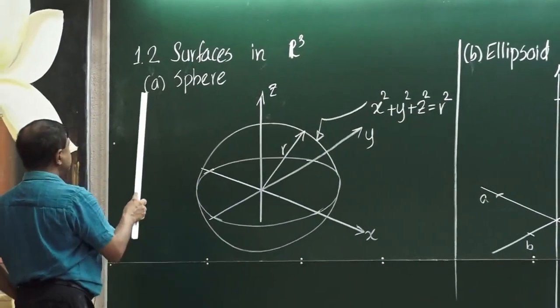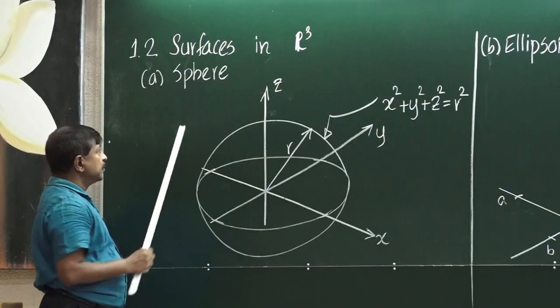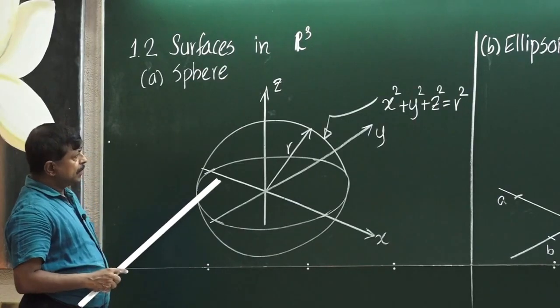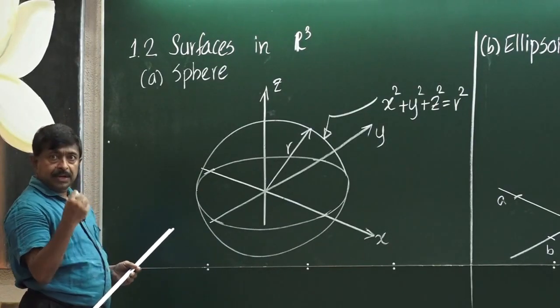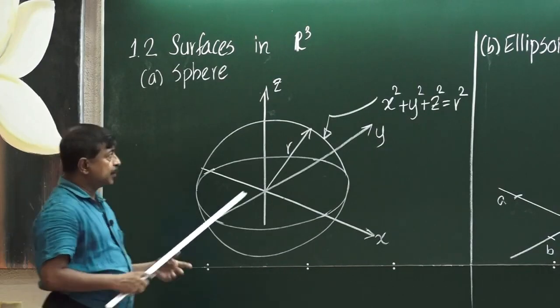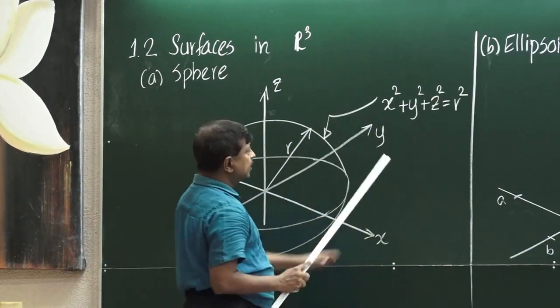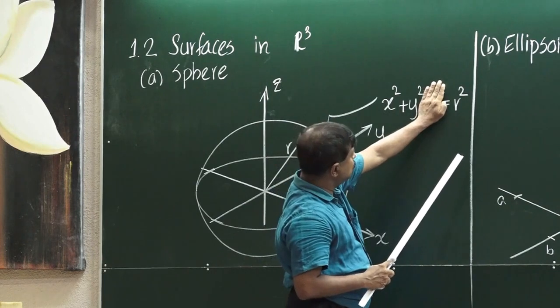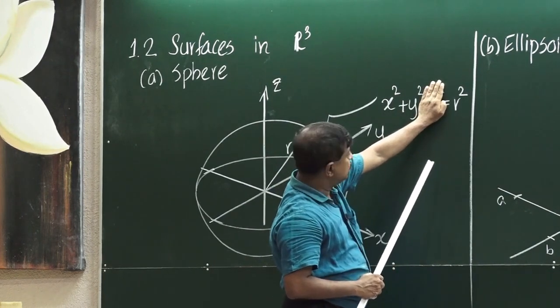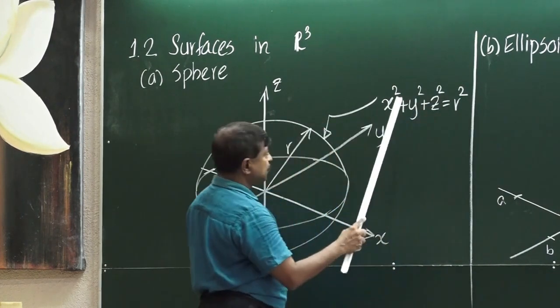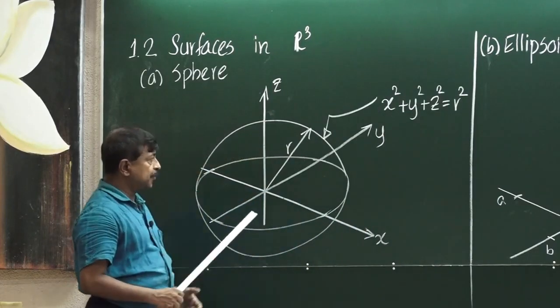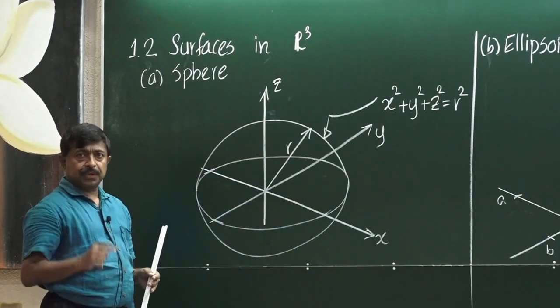So, first in part A, let us consider the sphere. Here, let us consider the sphere of radius r centered at the origin. We saw it is like the circle in R2, but you have an additional variable. So, x squared plus y squared plus z squared is equal to r squared. So, this is how you sketch it.